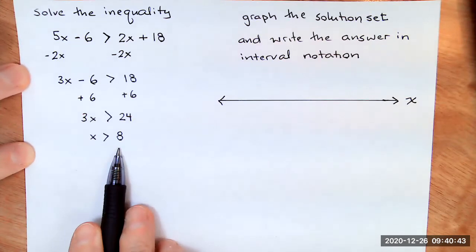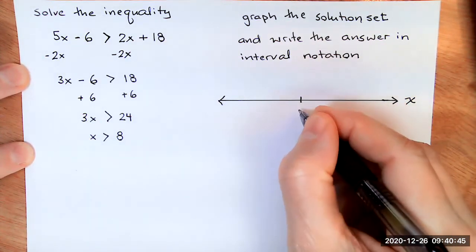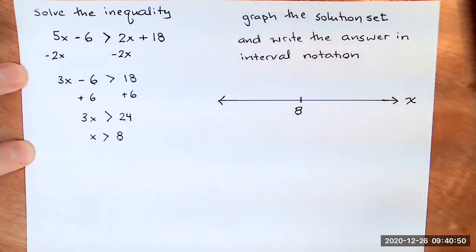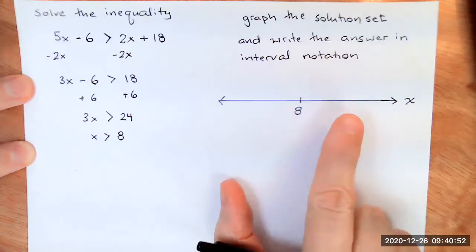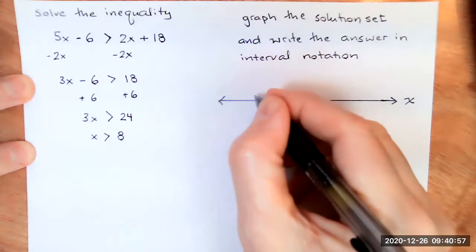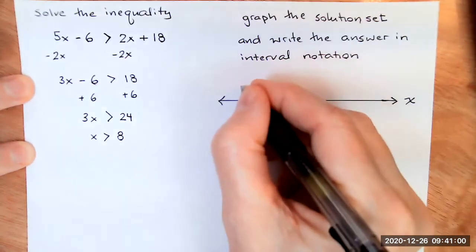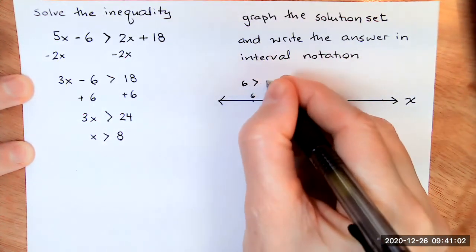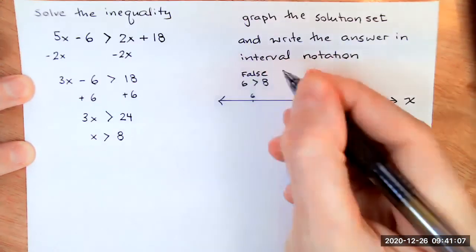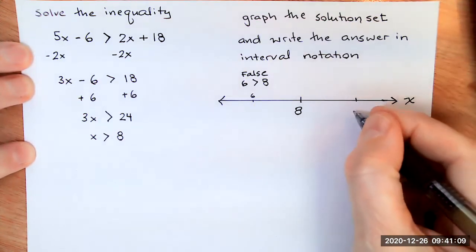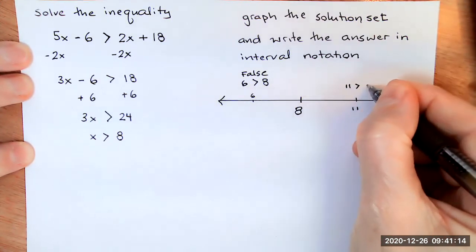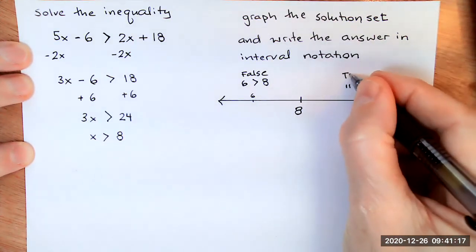So 8 is my boundary value. I only have one boundary value in this one-dimensional solution. So I have two regions to test. Pick any number in this region, like 6. Is 6 greater than 8? No. Pick any number in this region, like 11. Is 11 greater than 8? That's a true statement.